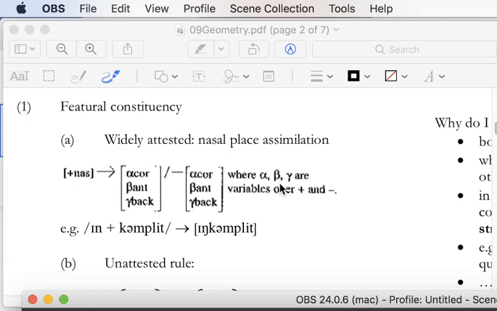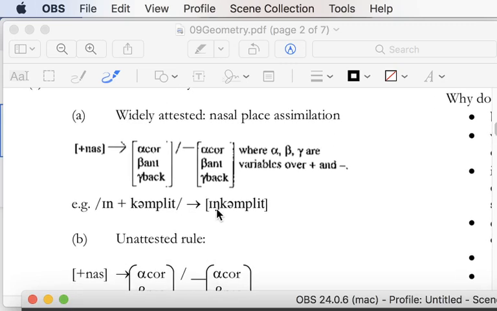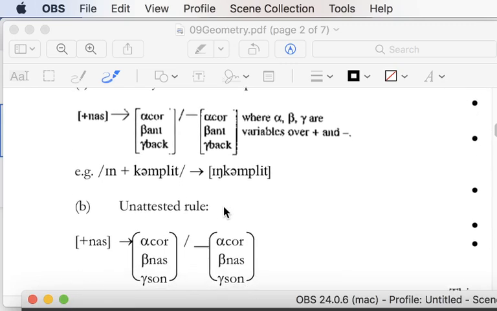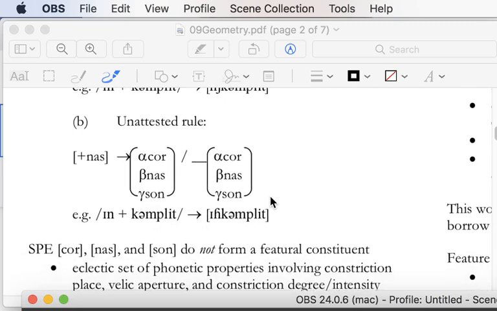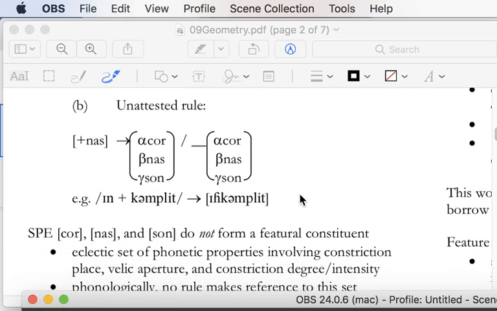What does this do? It takes input sequences like in, complete, and changes them into assimilated clusters, so incomplete. This nasal becomes velar before a velar stop. Very, very common cross-linguistically. Here's a kind of thing that could happen in this theory, but doesn't. 1B takes the features coronal, nasal, and sonorant and assimilates them in a nasal to a following segment, or stop in this case.